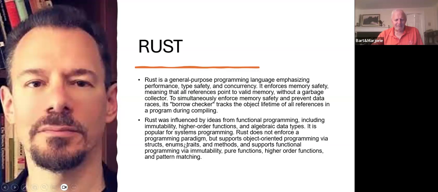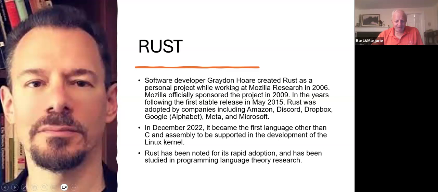But it doesn't enforce any programming paradigm type, but it'll support object-oriented programming as well as functional programming as well. So this is coming on strong, and it became the first language in December of 2022, other than C and assembler, to be supported in the development of the Linux kernel, which is the thing that runs on the internet servers. It's been noted for very rapid adoption, and we'll expect to see it used more going forward in time.